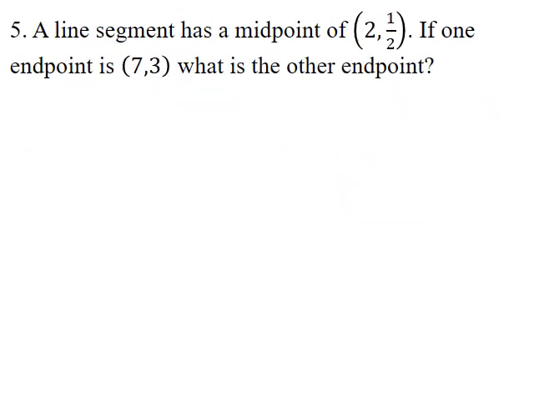All right, so kind of piggybacking off that midpoint idea, can we go backwards now? Or can we find something other than the midpoint using the midpoint formula? Well, here's an example of that. If you have a line segment that has a midpoint of the point (2, 1/2), and one of your endpoints is (7, 3), then what is the other endpoint?